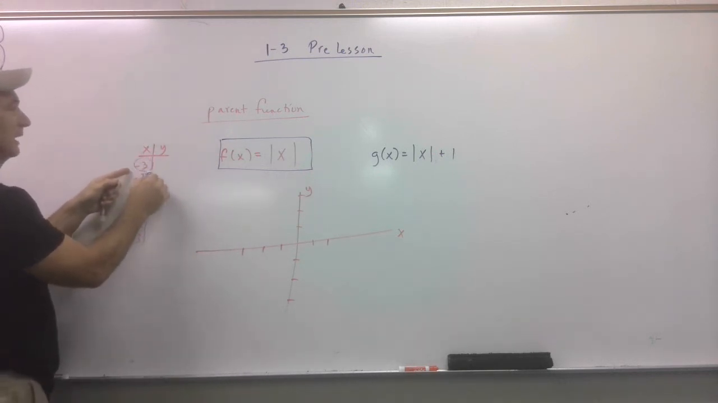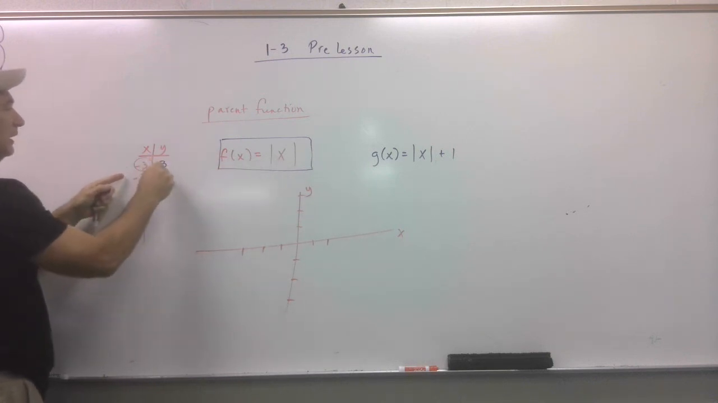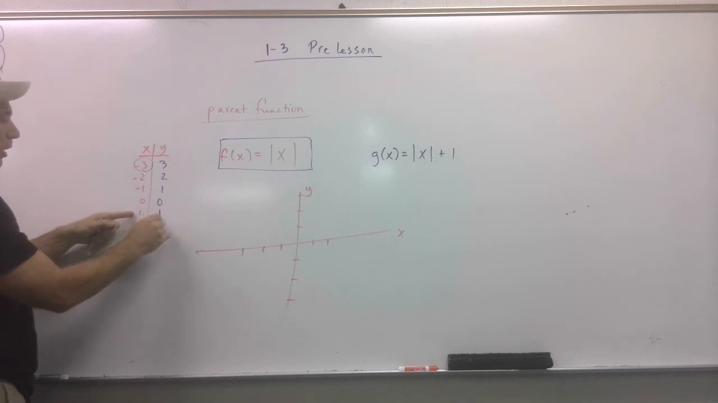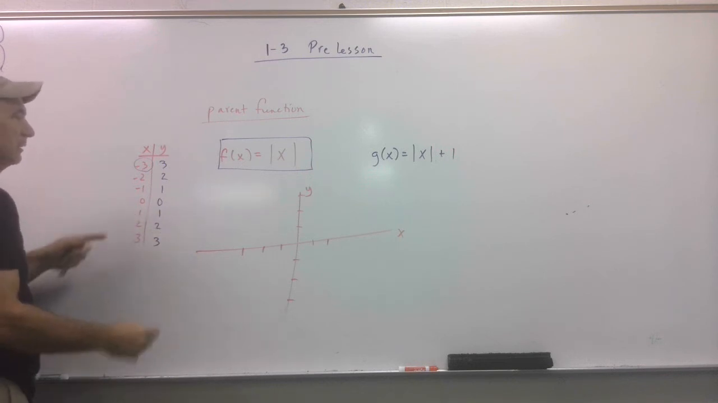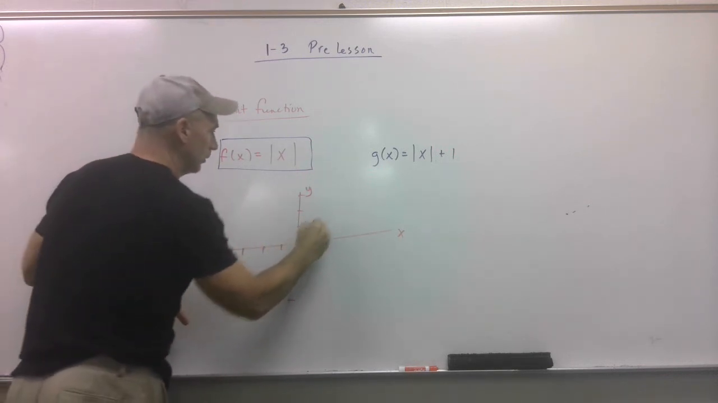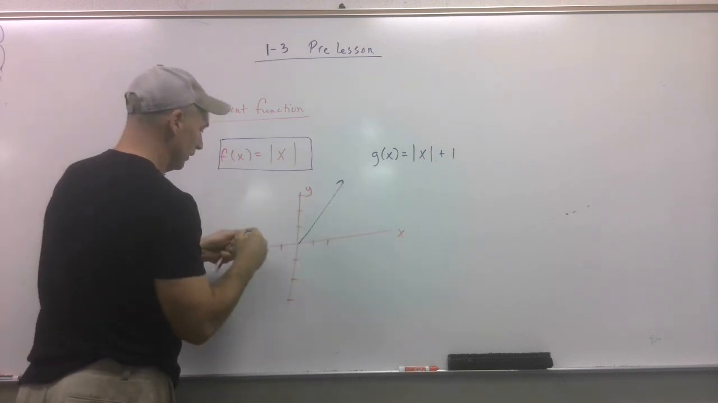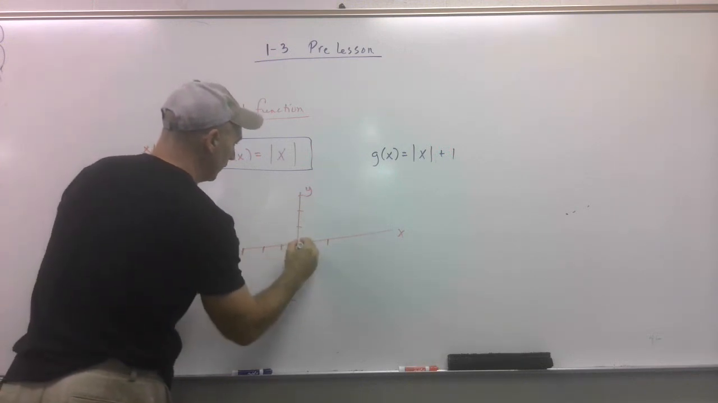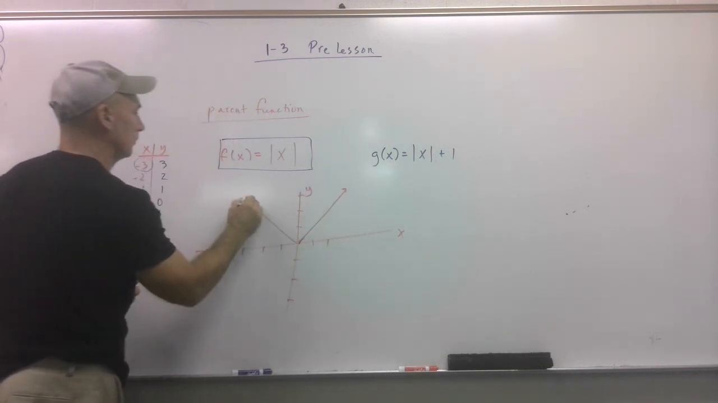What's the absolute value of negative 3? We put that in there. 3. This would be 2, 1, 0, 1, 2, 3. If we plotted all those points, it would look something like, oops, I was supposed to do that in red. It would look something like this.